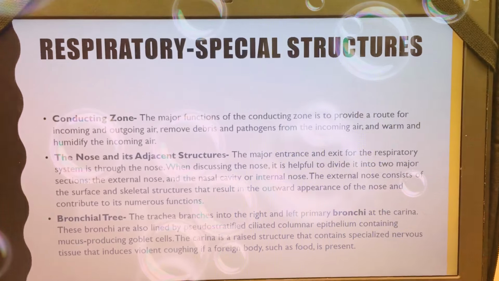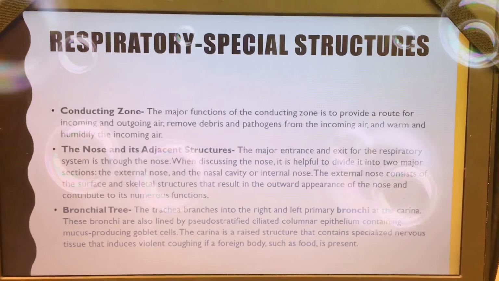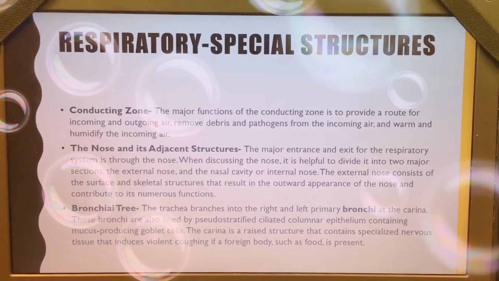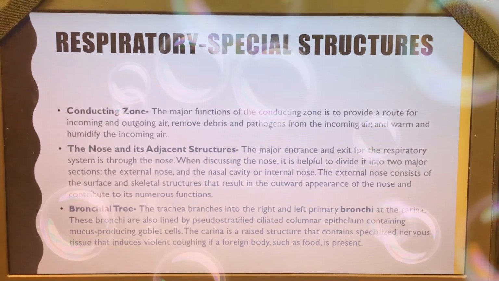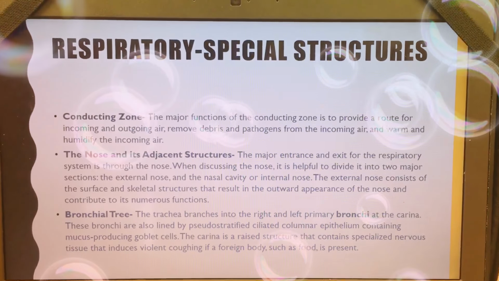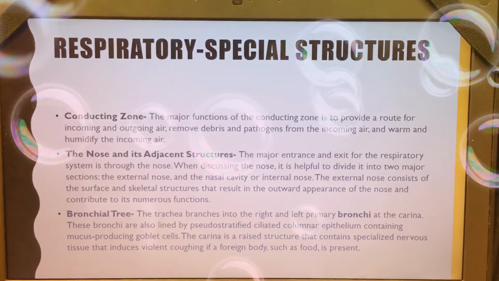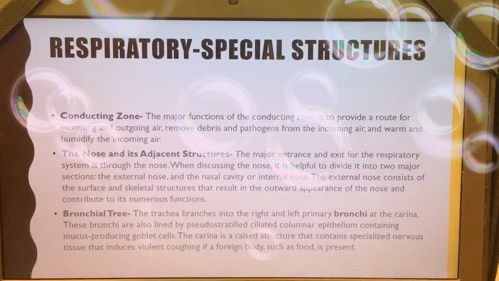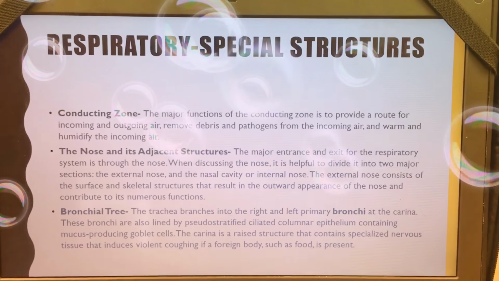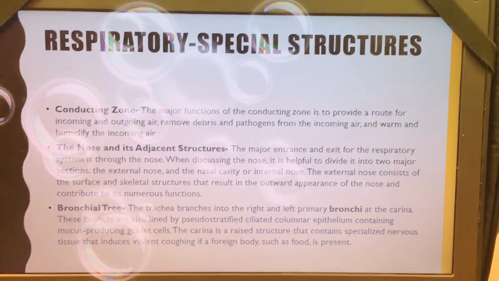The respiratory special structures. First off, the conducting zone. The major functions of the conducting zone are to provide a route for incoming and outgoing air, remove debris and pathogens from the incoming air, and provide warmth and humidity to the incoming air. The nose and its adjacent structures. The major entrance and exit for the respiratory system is through the nose.